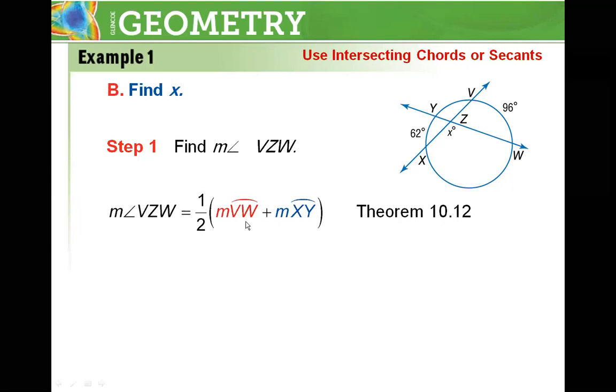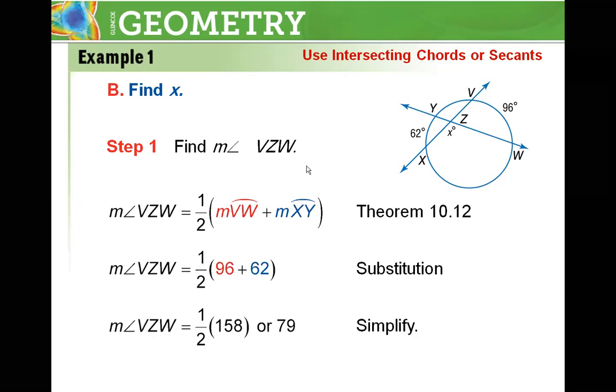So half, yes, instead. Half of 96 plus 62. Excellent. 96 plus 62 is equal to? It's equal to 158. Yes, 158. Half of 158 equals 79. So this angle equals 79, but we don't need angle Z. Angle Z is 79. So I get this is 79.